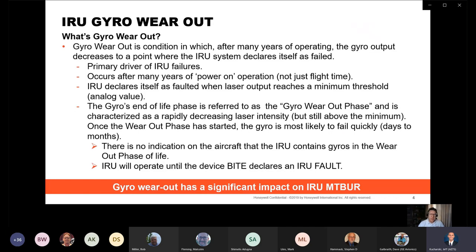The gyro's end-of-life phase is referred to as the gyro wear-out phase and is characterized as a rapidly decreasing laser intensity, but one that is still above the minimum. Once the wear-out phase is started, the gyro is most likely to fail quickly, days or maybe a couple months. Note that there is no indication on the aircraft the IRU contains gyros in the wear-out phase of life. The IRU will continue to operate until device-level BITE declares an IRU fault.